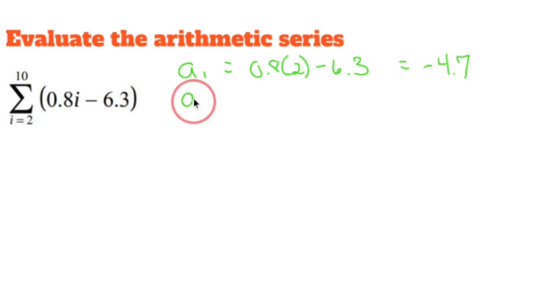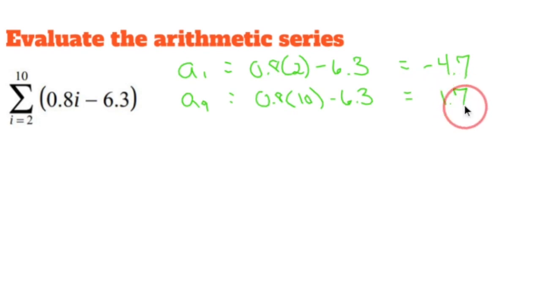Now my last term is actually the 9th term, because if I start out at 2 and go all the way to 10, that's 9 terms. And so to find my last term, I'm going to do 0.8 times 10 minus 6.3. So that's going to be 8 minus 6.3. I can handle that one in my head. There you go, 1.7.